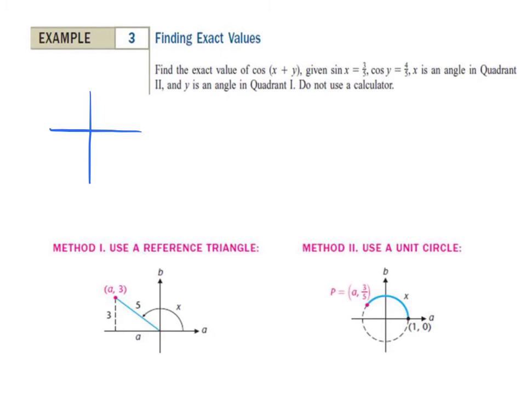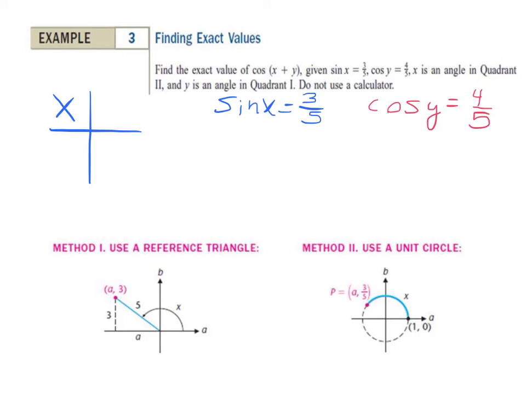I've got the sine of x is 3/5. The sine of x equals 3 over 5. And then I've got the cosine of y is 4/5. Okay, now it says x is an angle, so the sine of x is an angle in quadrant 2, so this is going to be x.